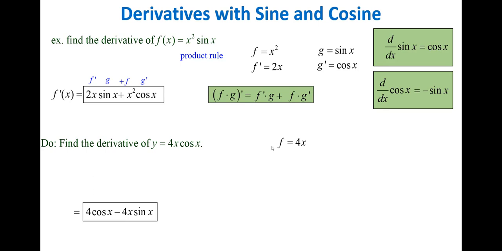Creating the chart, f is equal to 4x, g is equal to cosine of x, therefore f prime would be 4, g prime would be negative sine of x. So dy/dx is 4 times cosine of x plus 4x times negative sine of x, right, f g prime, and then simplifying the signs gives the final answer of 4 cosine x minus 4x sine x.